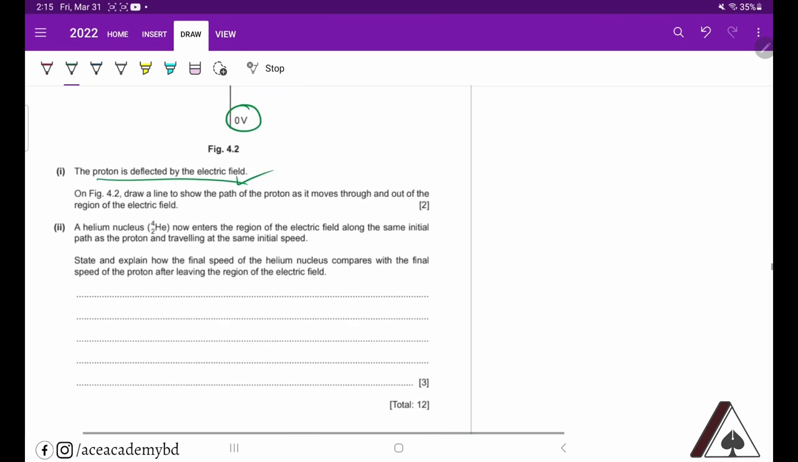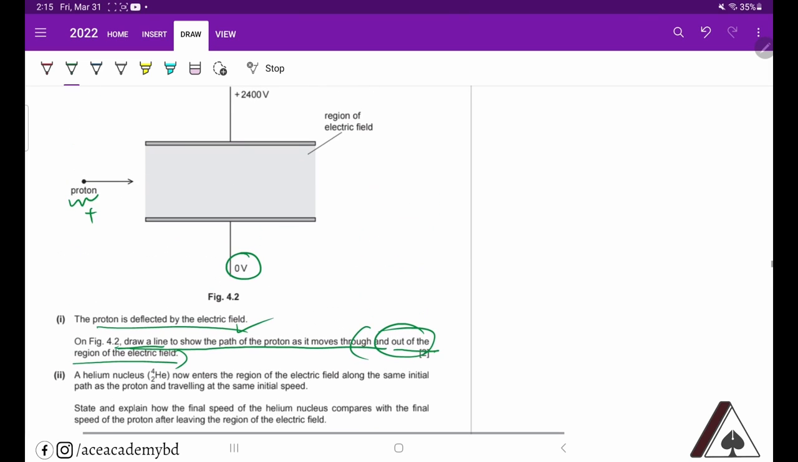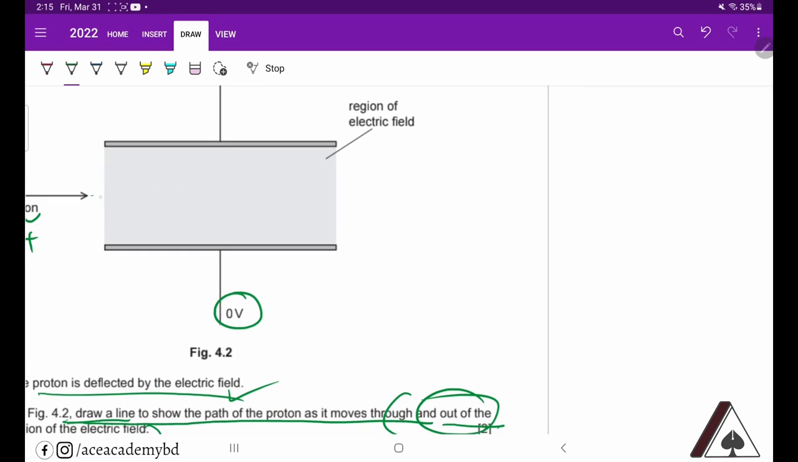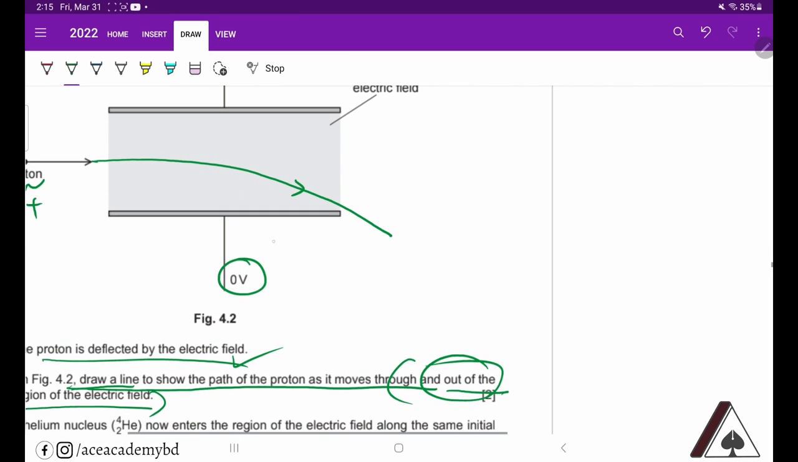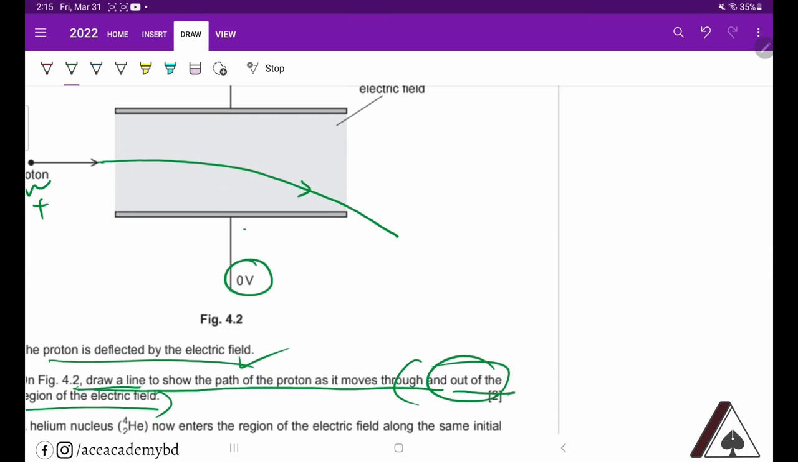So it will be moving downward. Now it says, draw on figure 4.2 a line to show the path of the proton as it moves through and out of the region of the electric field. So it must also move out of the electric field. For example, if the proton enters here, it goes through like this and out. Basically, it will get deflected downward, because the proton is attracted toward the less positive part.